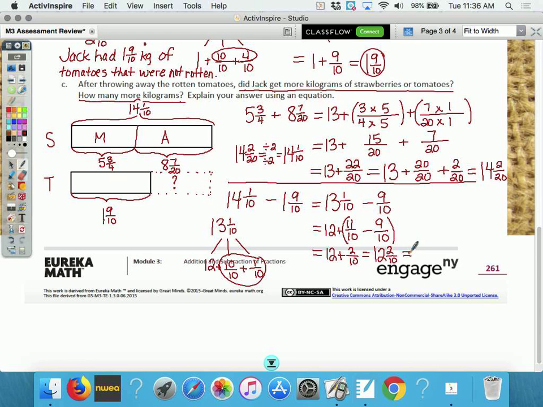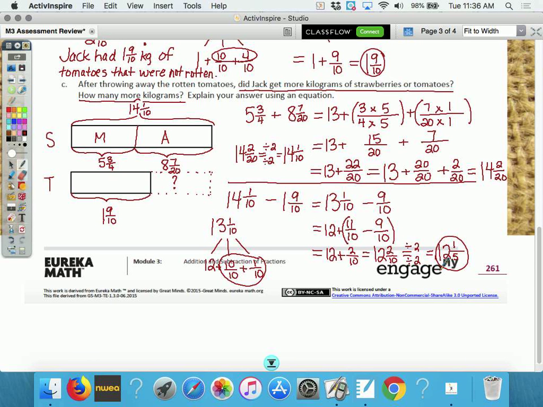Am I done? No. Why? George V, what do you think I need to do to 2/10? It's not in lowest terms. So Jair, what do I need to do? Simplify. What are you going to divide it by? 2. Okay. So I have 12. 2 divided by 2 is 1. 10 divided by 2 is 5. So 12 and 1/5 kilograms.